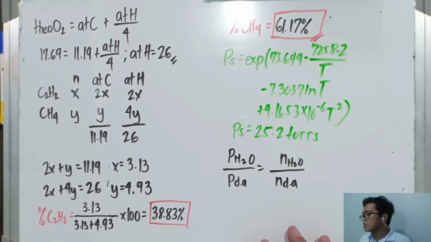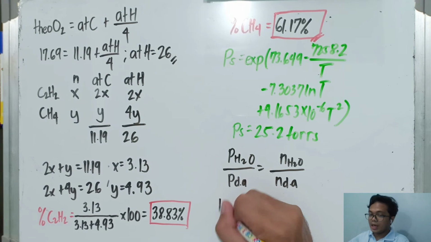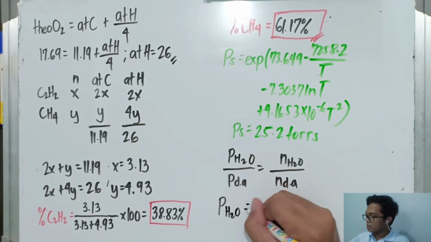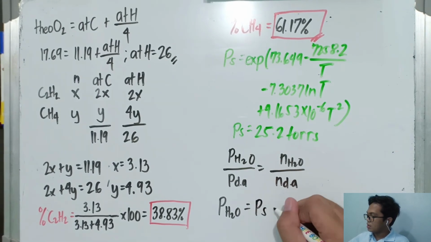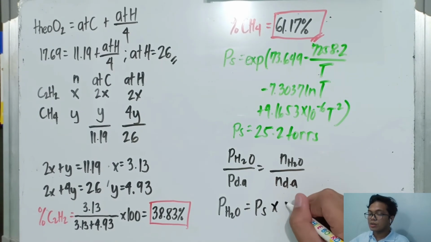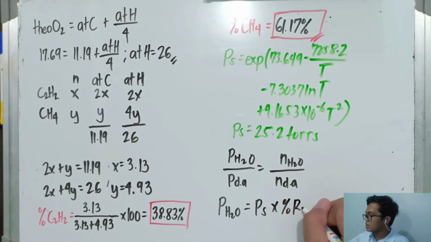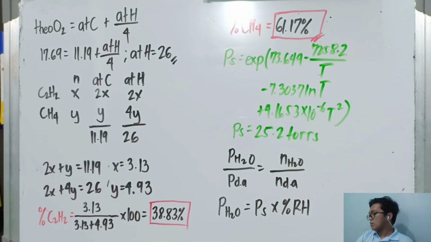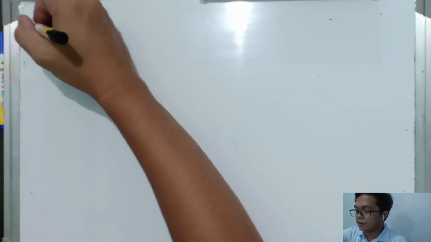So in this case, I'm not sure if you can remember or if it's already been discussed, pH2O, in order to get that, we actually have to utilize our PS, wherein pH2O is equal to our saturation pressure times our percentage RH. Okay, so we're gonna do that. Let me just clear the board again. Okay, so now we're utilizing that formula. So let's rearrange it first.